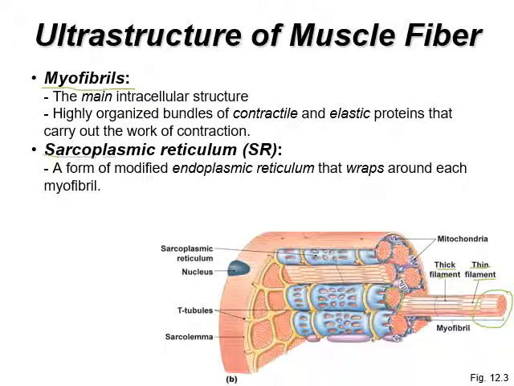Also, there's that modified endoplasmic reticulum called the sarcoplasmic reticulum. That modified ER is this blue component. You can see it wrapping around, associated with these myofibrils. And we'll talk a lot about the sarcoplasmic reticulum because it has a special function that's going to make these filaments in the myofibril cause shortening and cause our contraction.